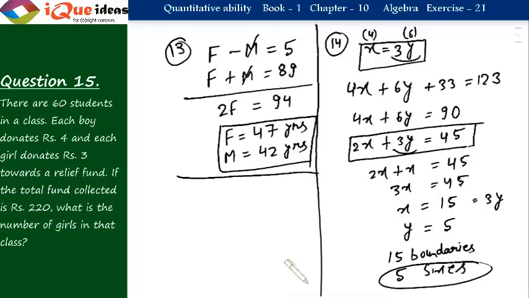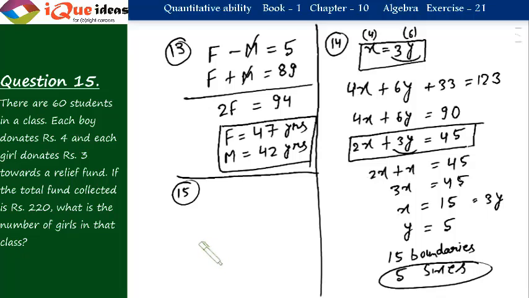Alright. Okay, so it is this situation. Now let's take question number 15. We can do it directly. There are 60 students in a class. Each boy donates rupees 4. Each girl donates rupees 3 towards a relief fund. If the total fund collected is 220, what is the number of girls in that class?